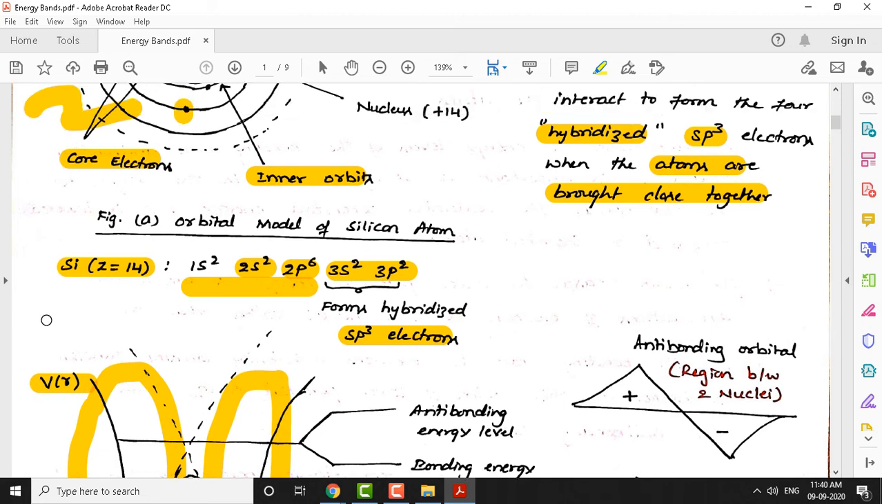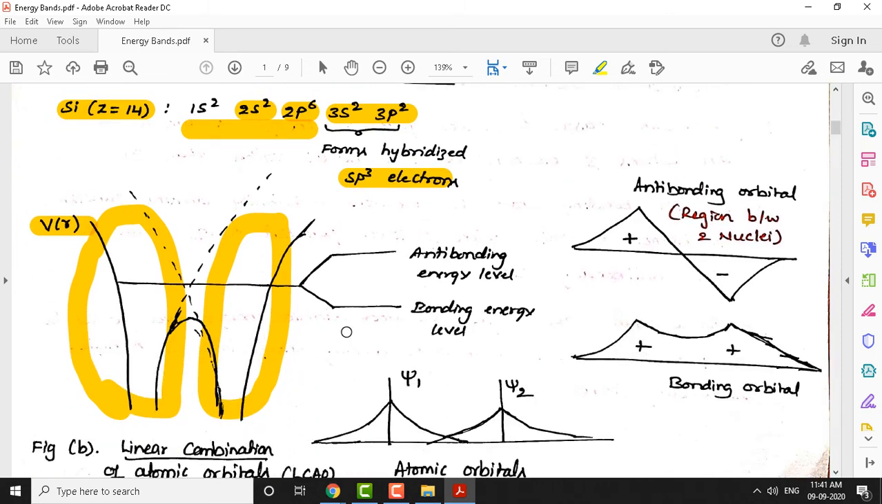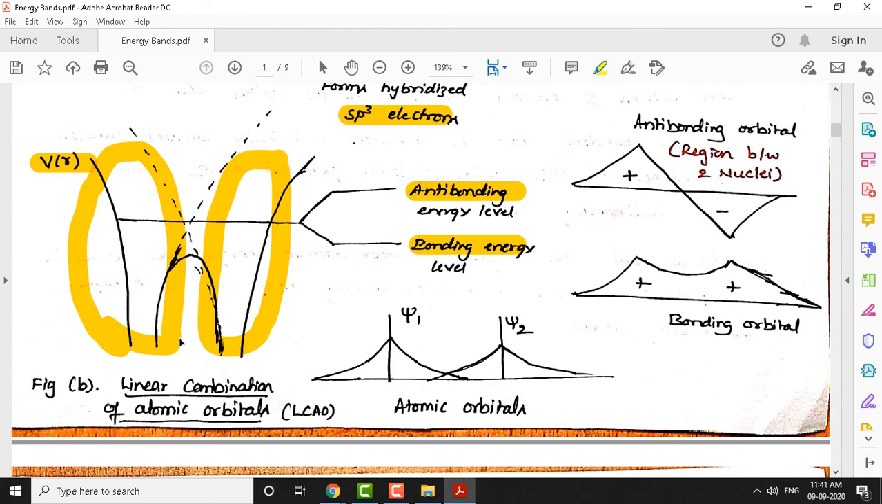To illustrate in more detail, silicon has atomic number 14, and this is its electronic configuration: 1s2, which is the first orbit, 2s2, 2p6, 3s2 and 3p2. As we said, the 3s and 3p shells form the hybridized sp3 orbitals. And if you look at the energy levels, when two atoms are brought together, you will see both an anti-bonding energy level and a bonding energy level here.